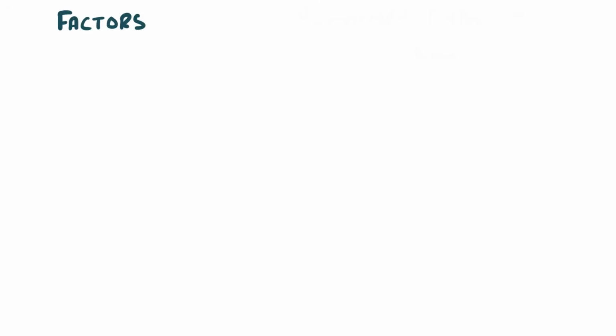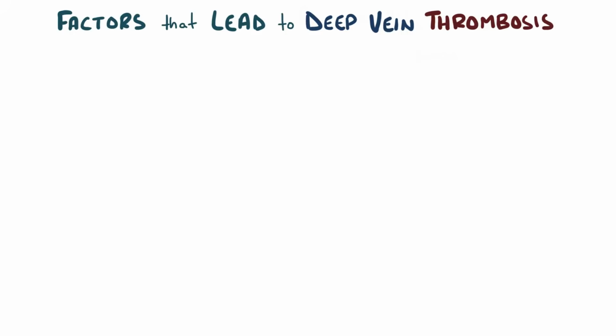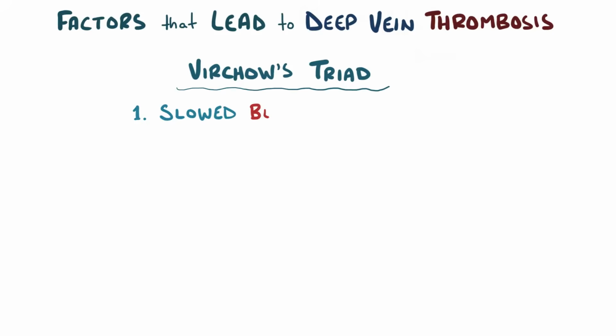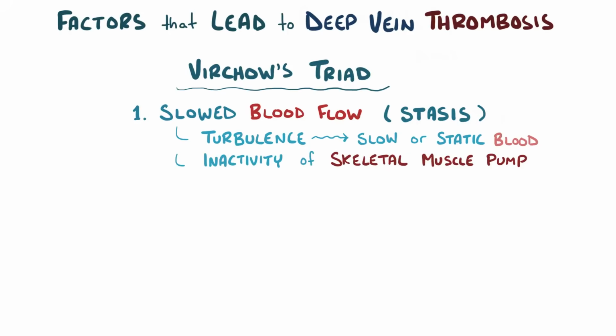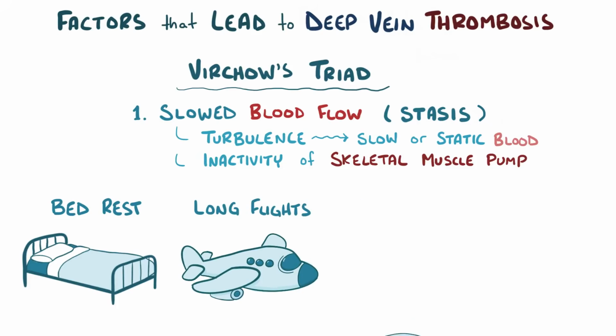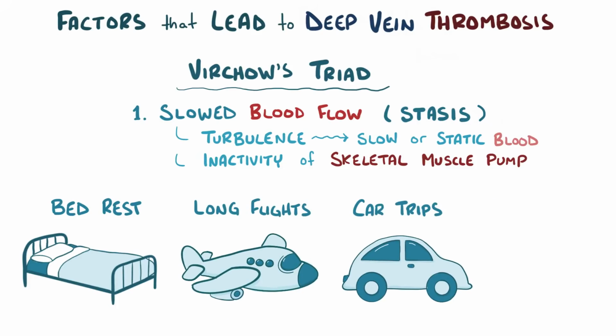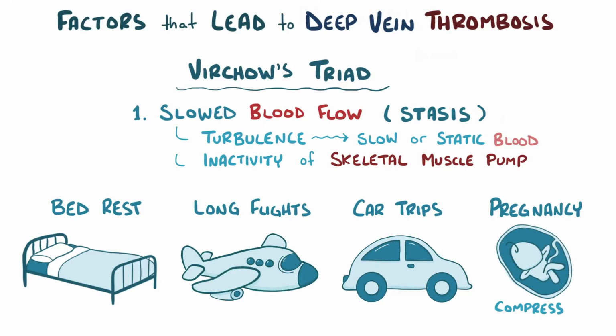There are three main factors that lead to a deep vein thrombosis, which are referred to as Virchow's triad. The first factor is slowed blood flow, also called stasis, in the veins. Typically, blood continuously flows smoothly through the blood vessel. But if the blood flow becomes turbulent, the linear flow is disrupted and slow or static pockets of blood are formed. Stasis can also happen during long periods of inactivity of the skeletal muscle pump, like bed rest or long flights and car rides. Or even during pregnancy, when a growing baby compresses nearby veins.